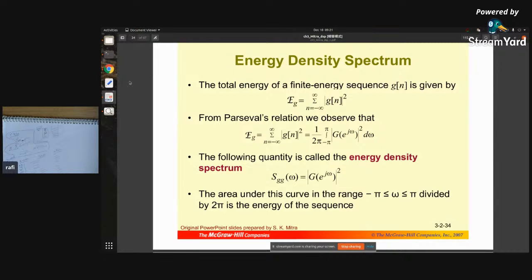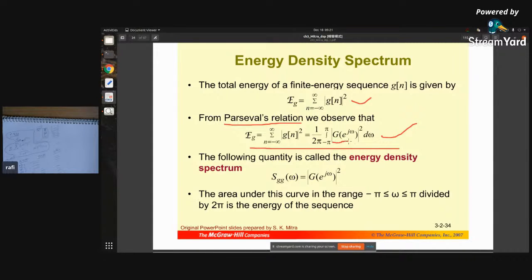Okay, now moving on to another one, the energy density spectrum. For this I told we'll see the correlation between the two signals. So anyway, from Parseval's relation, what we had is energy in time is equal to energy in frequency. This is what we have just proved. This is energy in time and this is energy in frequency.